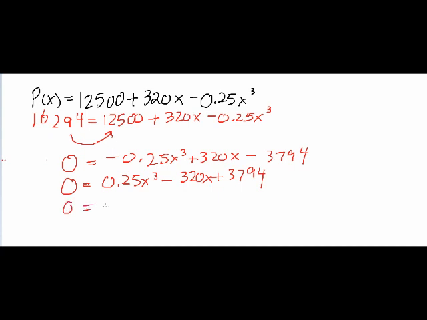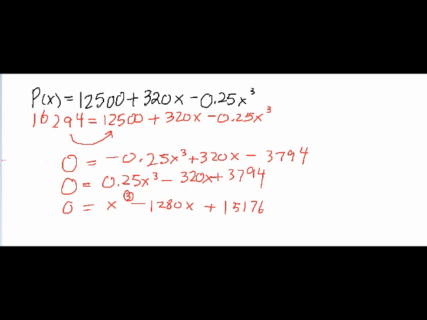We can divide everything by 0.25, and we will end up with an equation of 0 equals x cubed minus 1,280x plus 15,176. So now we need to find what x is. But how can we find what x is when we have a degree of 3? This is a cubic function. We can't use the quadratic formula to solve for x. So how can we do it?